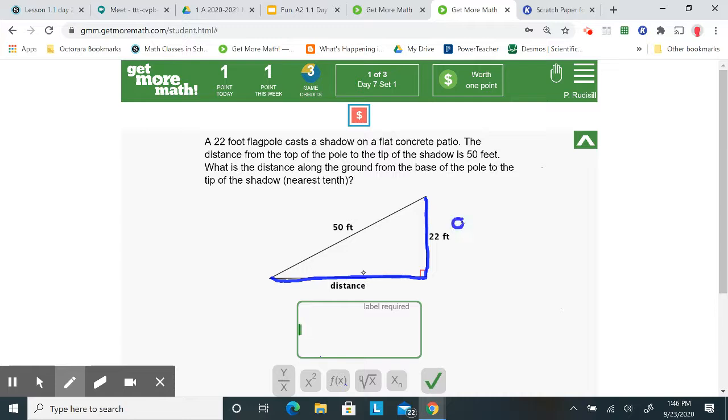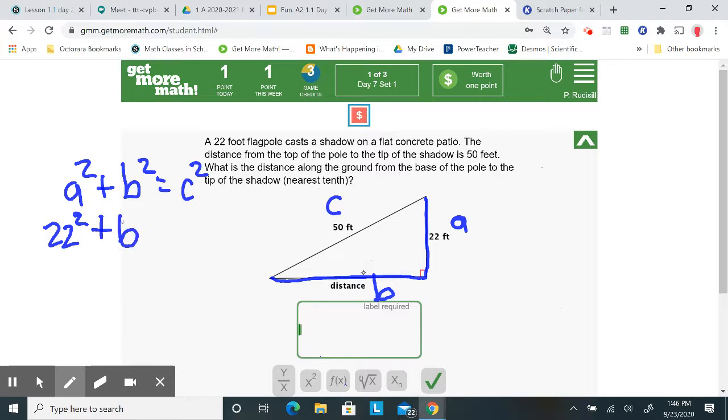You have an A and a B, which are called your legs. And the C is the hypotenuse. So use your Pythagorean theorem. A squared plus B squared equals C squared. What's your A and B? Your A, we could put 22 squared there. 22 to the second power. B, we don't know. And the C, this time the hypotenuse, we do know is 50 feet. So you put in 50 squared.